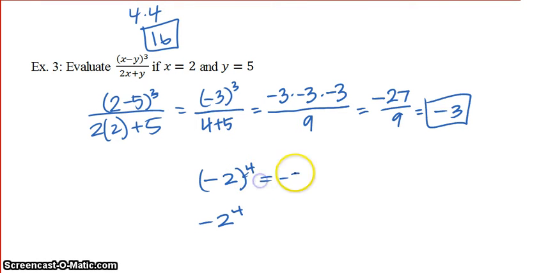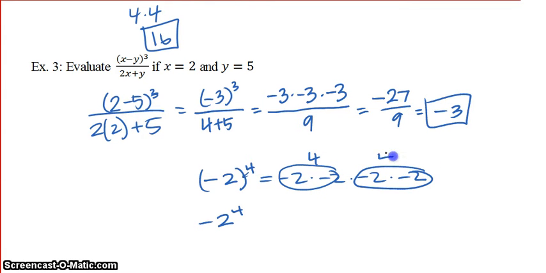So this is the same as negative 2 times negative 2 times negative 2 times negative 2, which if you multiply those together, the negatives cancel out and you get 4, so you get 4 times 4, which is 16. On the other hand, what is the 4 touching?